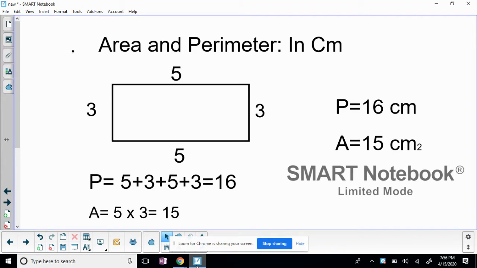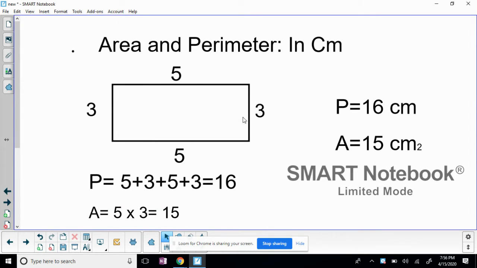Just to review our last lesson, perimeter is the distance around: 5 centimeters plus 3 centimeters plus 5 centimeters plus 3 centimeters equals 16 centimeters. And just for the sake of this, we're going to do it all in centimeters. Area is base times height, which is 15 centimeters. So that's how you calculate the area of a rectangle.